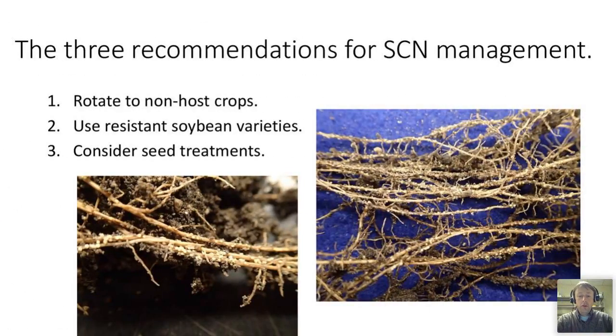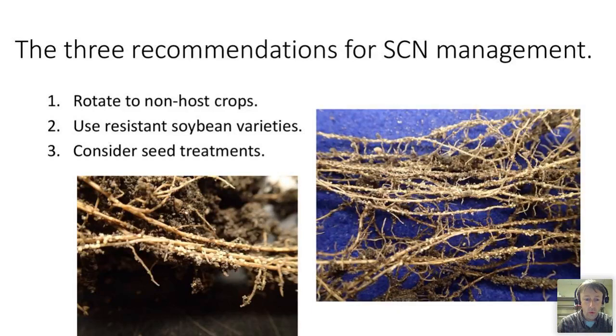I wanted to spend the bulk of the talk discussing the current recommendation strategies for SCN management that we give as part of the SCN Coalition to our growers here in the United States. And really we can break these down into three, which Shannon actually mentioned: the rotation to non-host crops, the use of resistant soybean varieties, and then considering some of the seed treatments that are available. And here I've also shown in this slide an image of what SCN looks like on the roots at certain developmental stages.